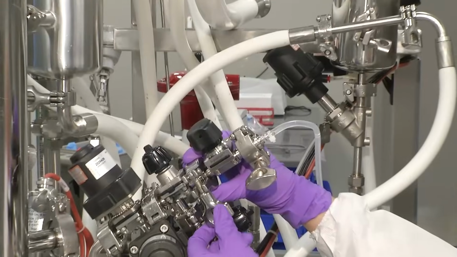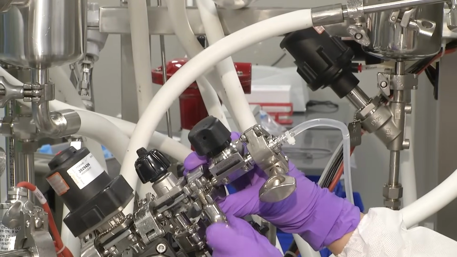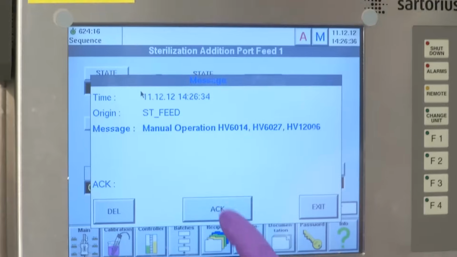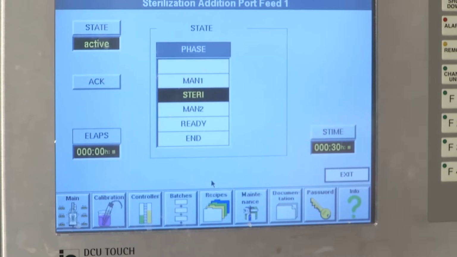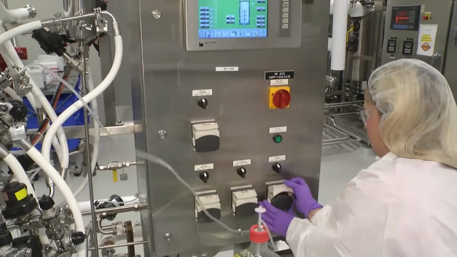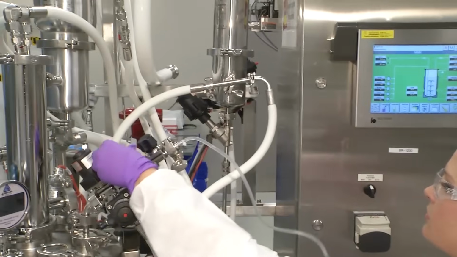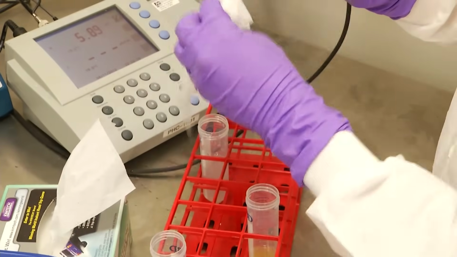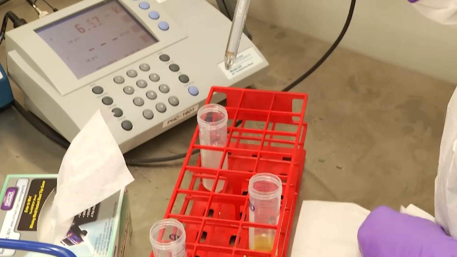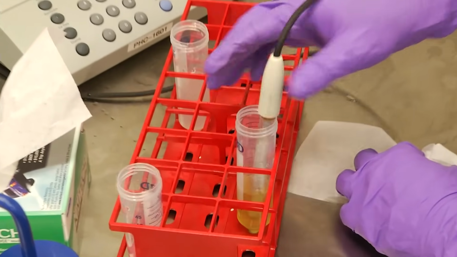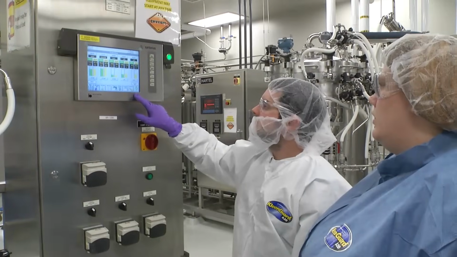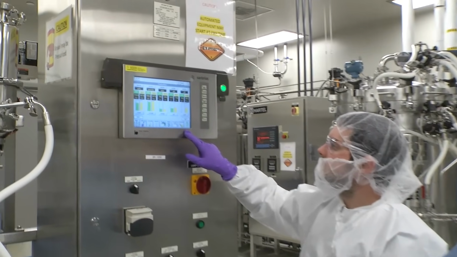Both the vessel and the media are now sterile, and we're ready to add the final ingredients to our media. The glucose hose is attached to the vessel, the connection is steamed to sterilize it, and the separately sterilized glucose antibiotic solution is pumped into the vessel. Then, a manual pH reading of the media is taken, and the bioreactor is set up for its fermentation cycle.